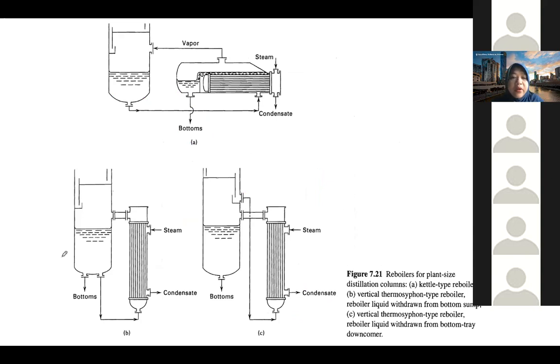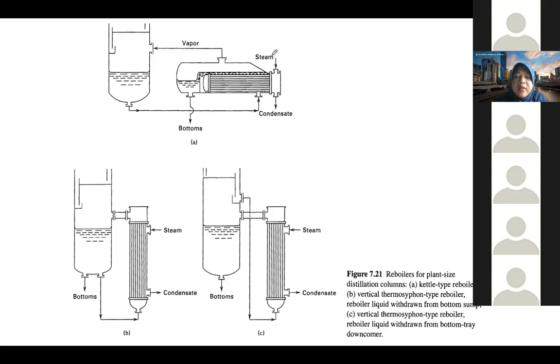This one is the reboiler for the plant-size distillation column. The first one is a kettle type. Maybe you have learned the kettle type in heat exchangers, perpindahan panas. Heat exchangers, you would see numbers of exchangers.